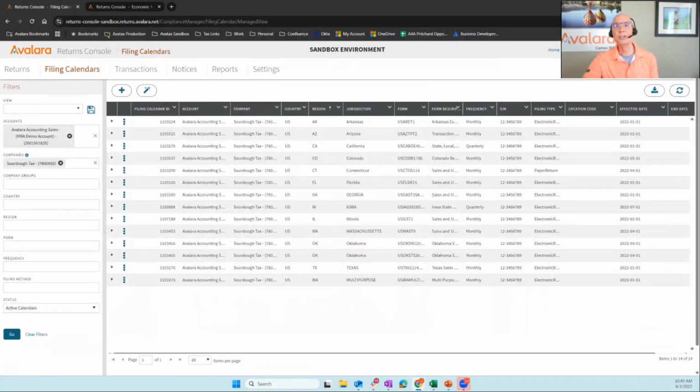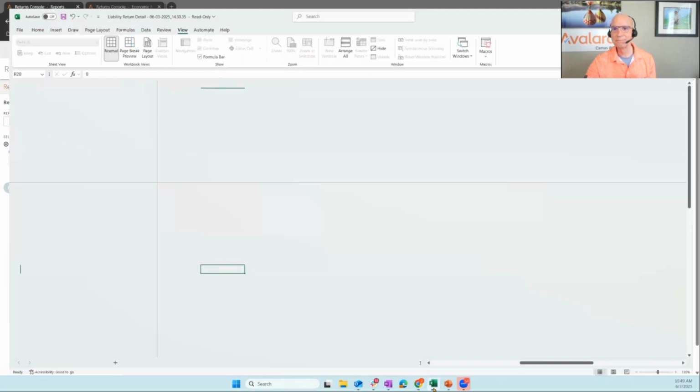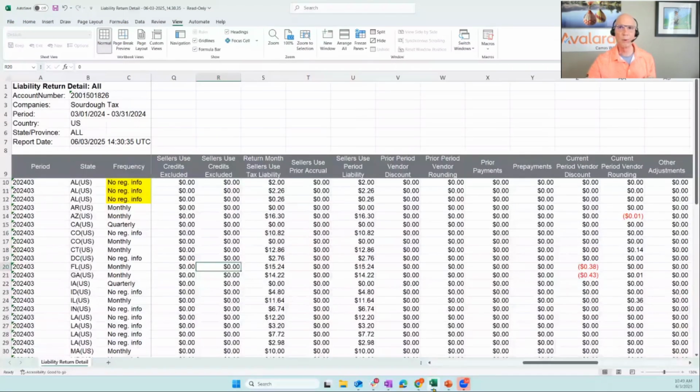Additionally, you can go in here and you can also run reports. Now, there's various reports you can run in the system. There's transaction reports, liability reports, there's all sorts of reports you can run, but I'm running low on time here. I did run a report ahead of time. And so this is a report, it's called a liability report in our system.